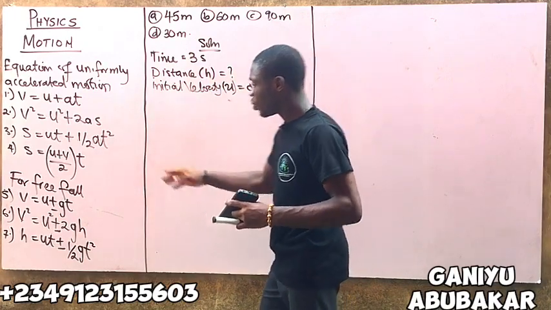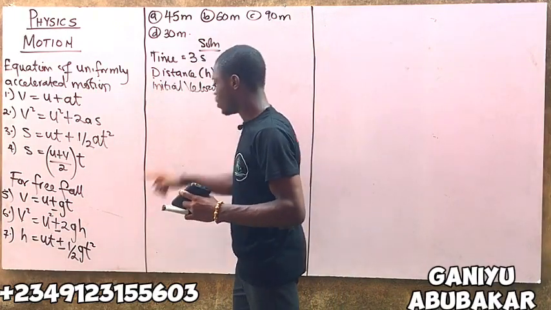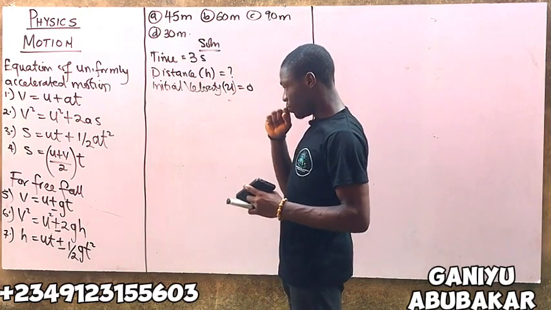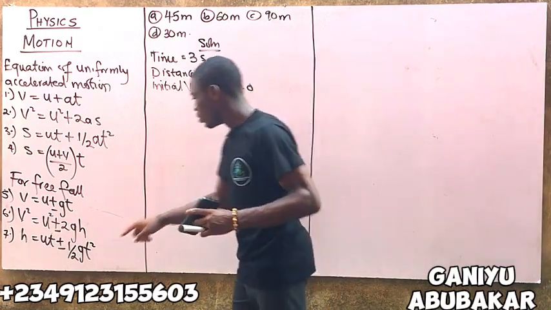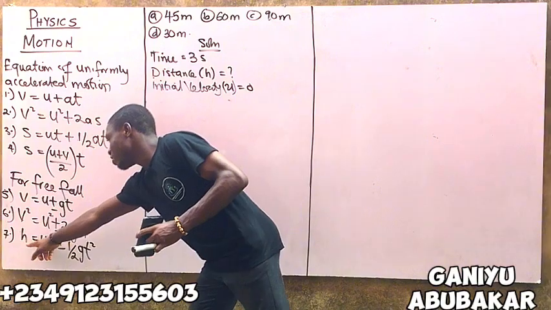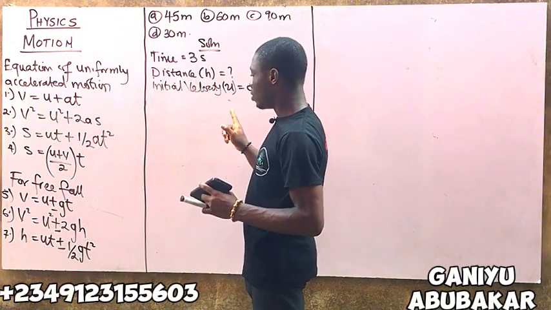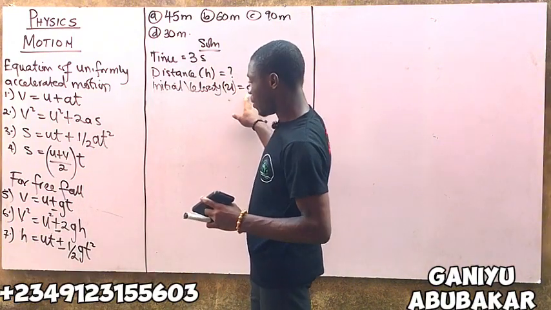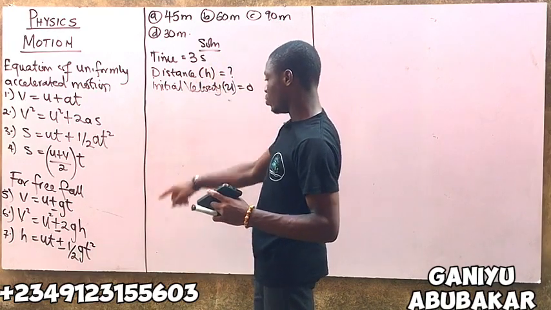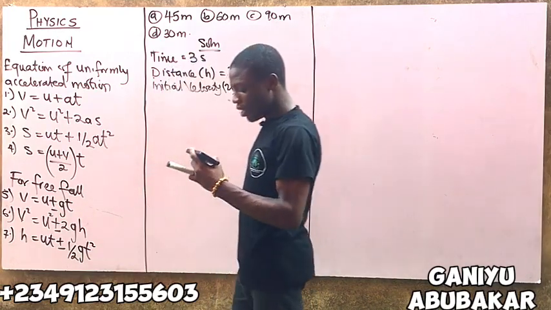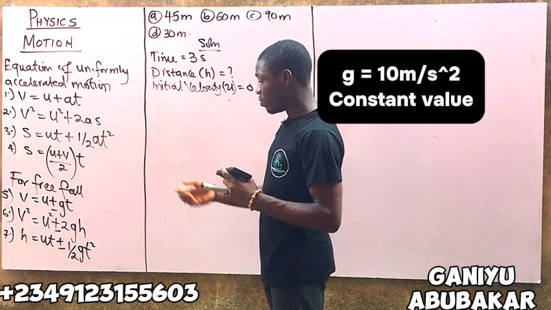Under free fall, check your equations. Which one goes with this, for me to look for distance, h? Of course, I can use this one here because I'm looking for distance, which is h in this case. So u is given here, t is here, so I can use this equation, right? Gravity is just 10. I know that one already.